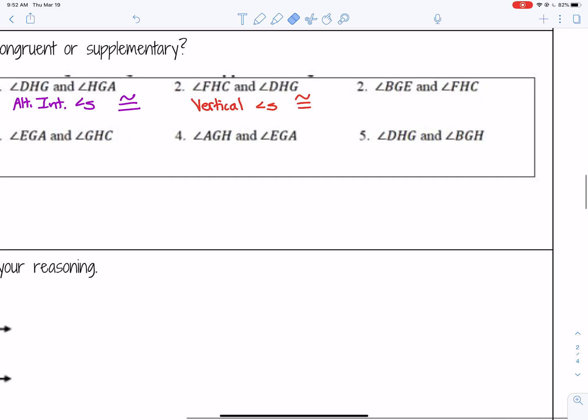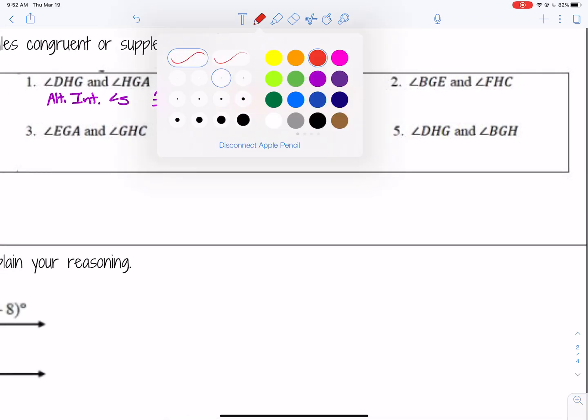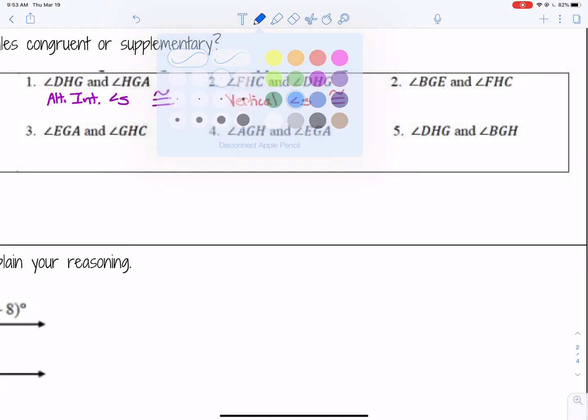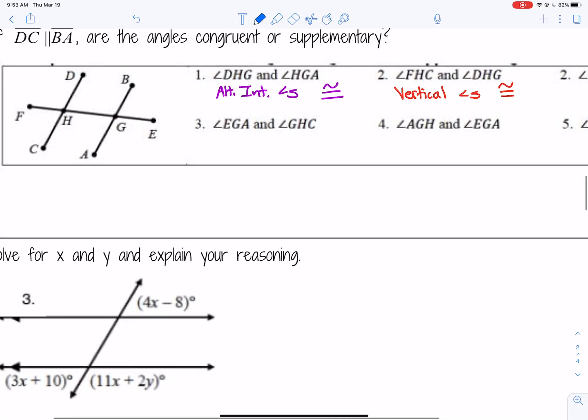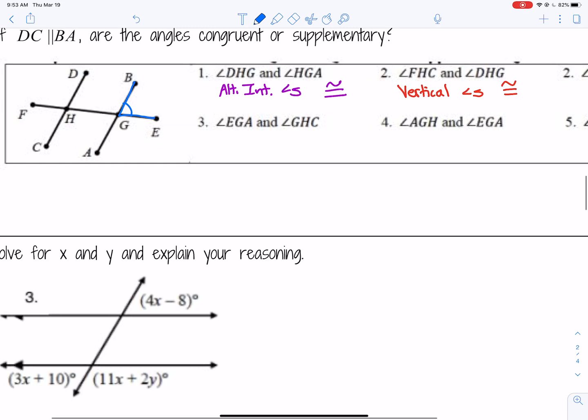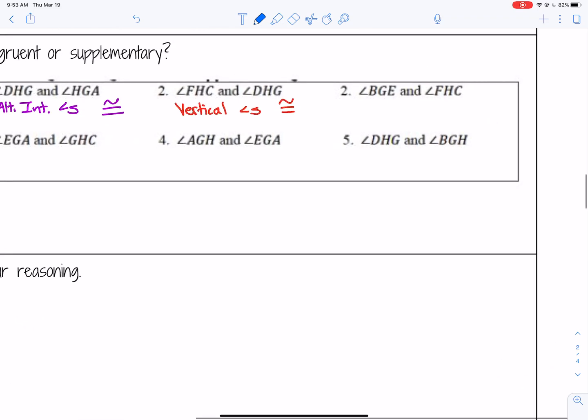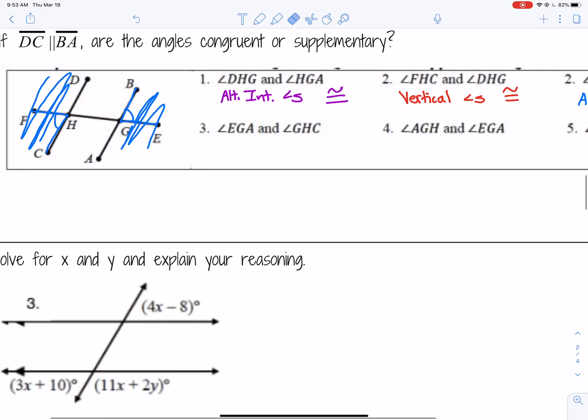Let's look at the next one, which is just another number 2, but that's okay. Let's see. BGE. So I like to go over to the figure and draw B to G to E and put the angle in the middle. FHC, so F to H to C. So these 2 are alternate exterior angles. They're on opposite sides of the transversal, and they're outside of those parallel lines. So let's write alternate exterior angles, and therefore they would be considered congruent. All right, so let's clear that out and look at the next one.